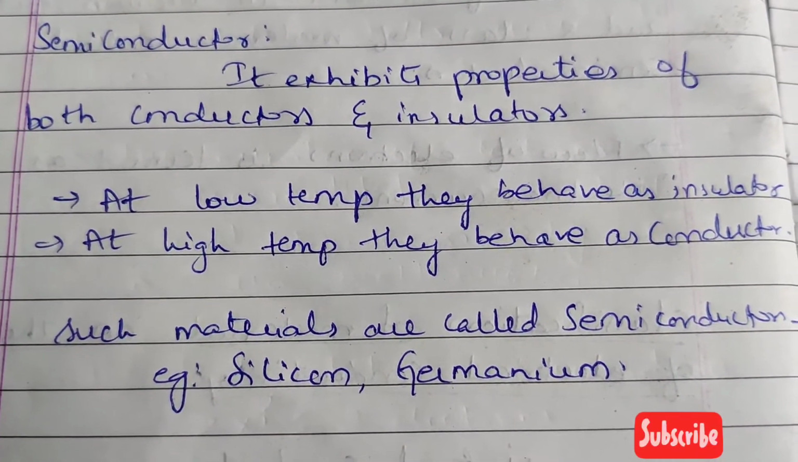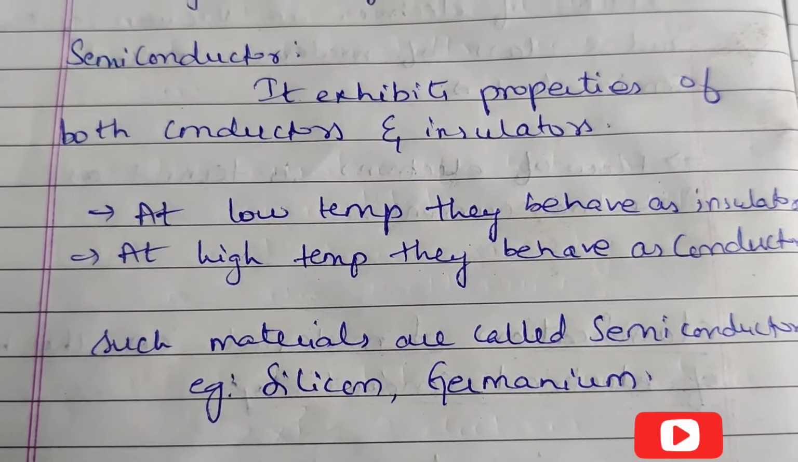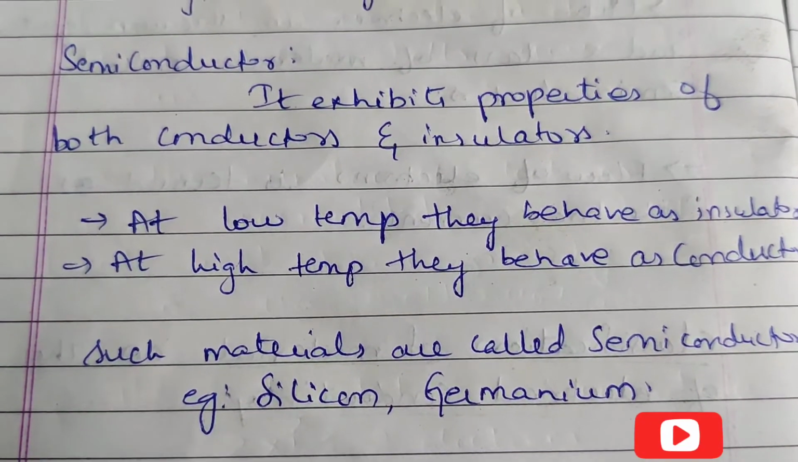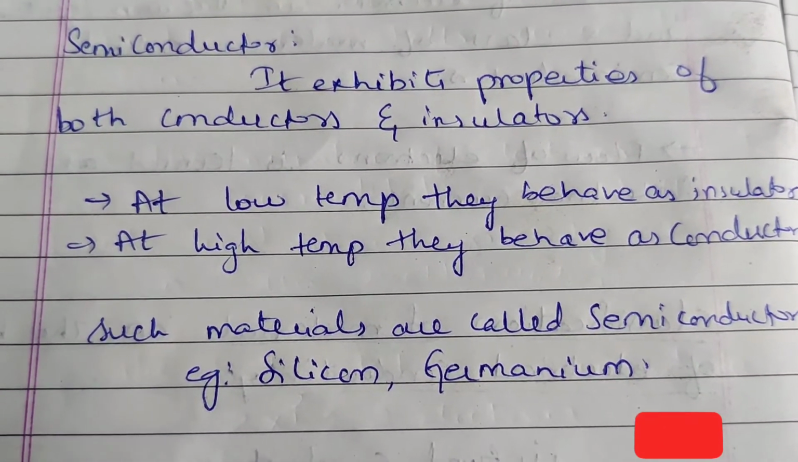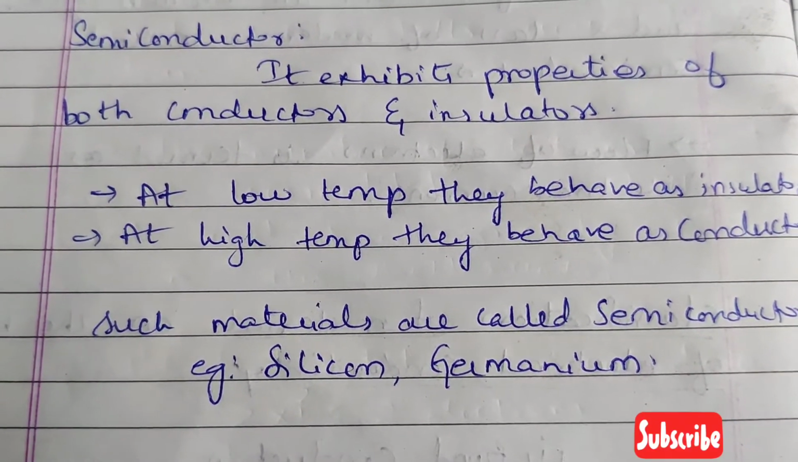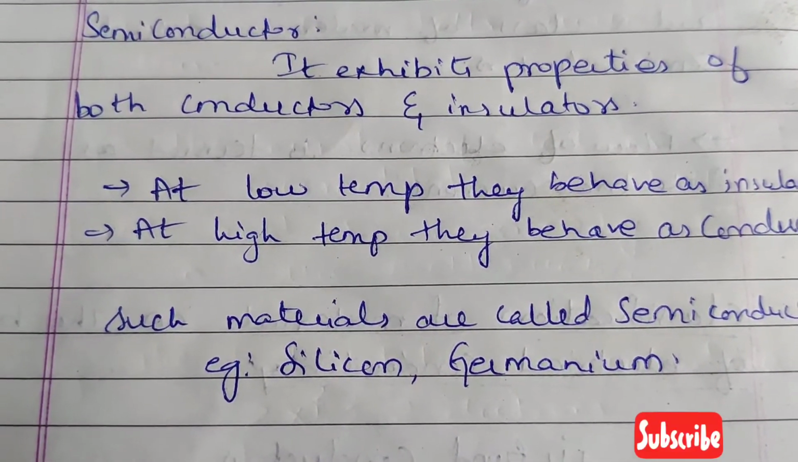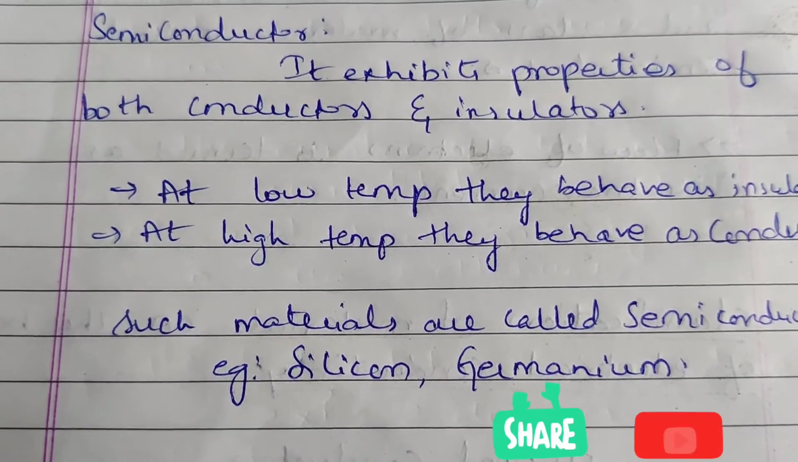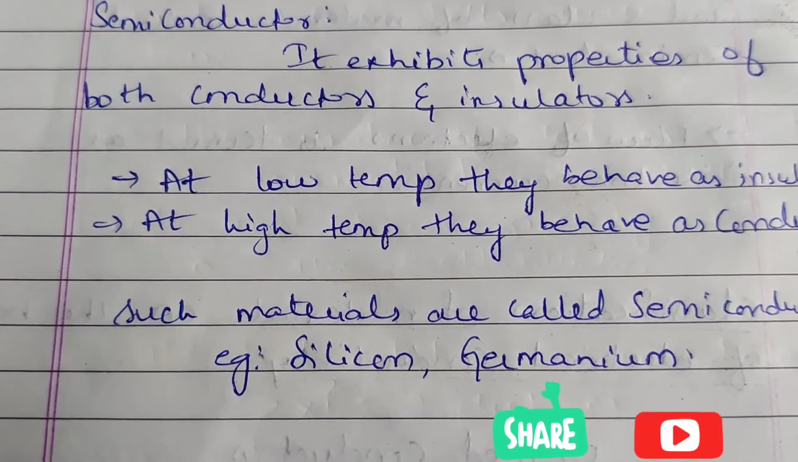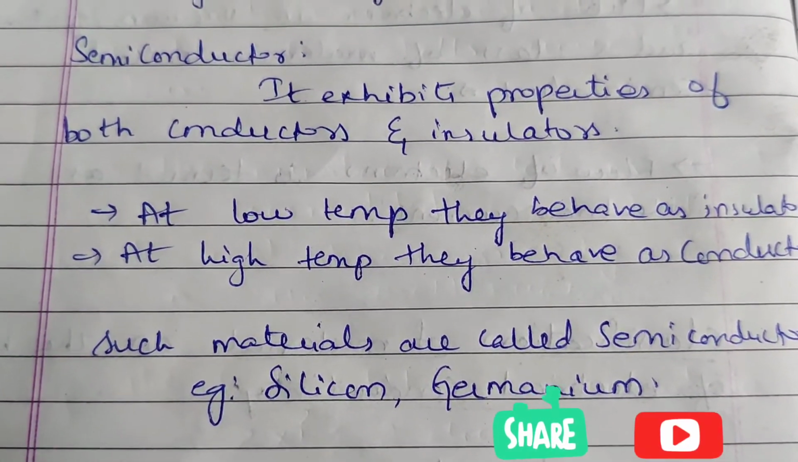I hope it's clear, all these three things: conductor, insulator and semiconductor. These are very basic things which everyone should know before starting your electronics subject. I hope it's very clear.